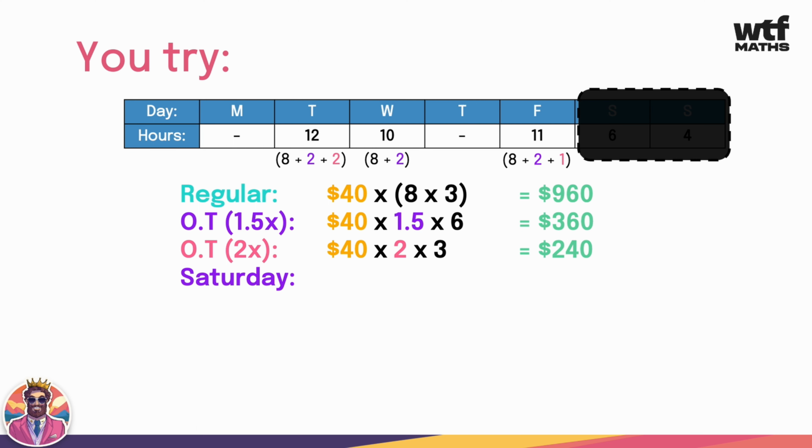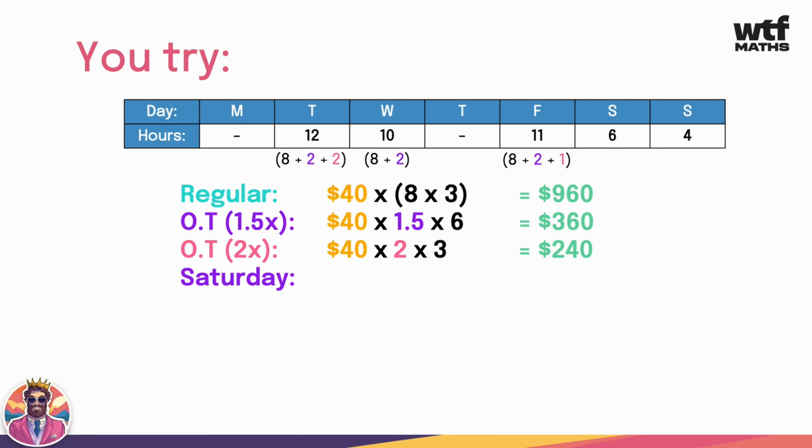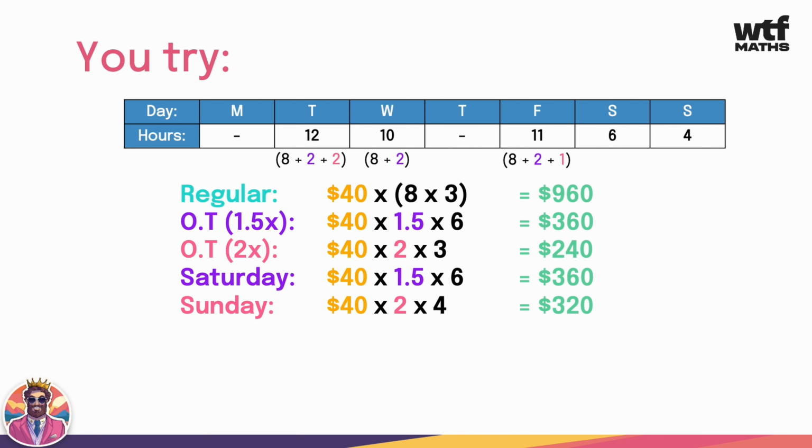Now that I've finished all the weekday hours, I want to focus just on the weekend, so I'm going to focus on these 2 numbers again. So, on Saturday, she works 6 hours at time and a half. So 40 times 1.5 times 6 is $360. And for Sunday, we're going to do the same thing. $40 at double the pay for 4 hours is $320.